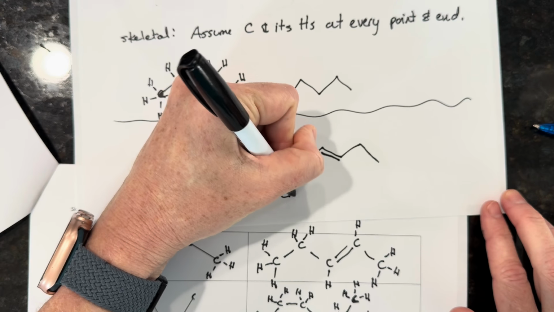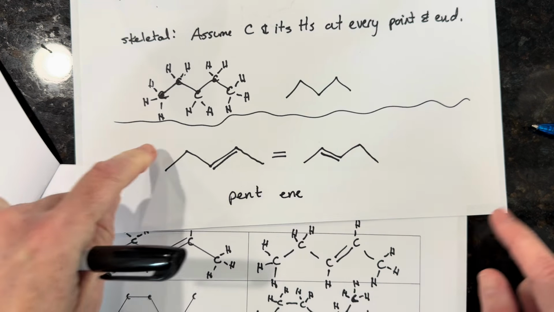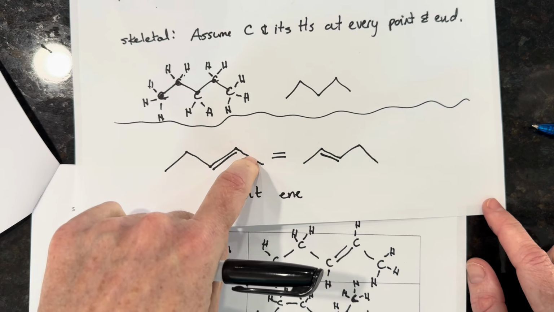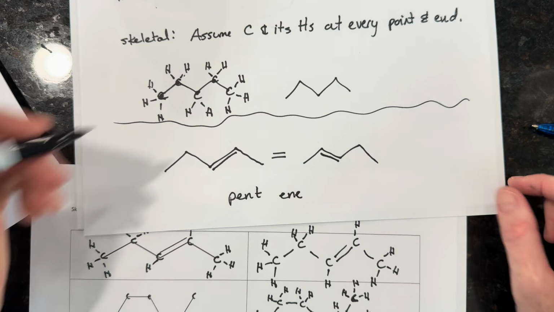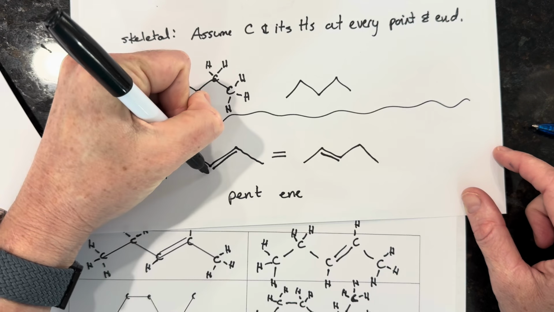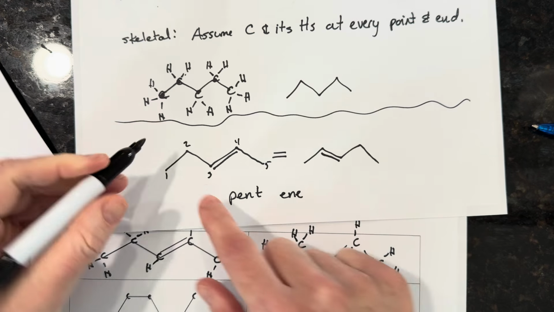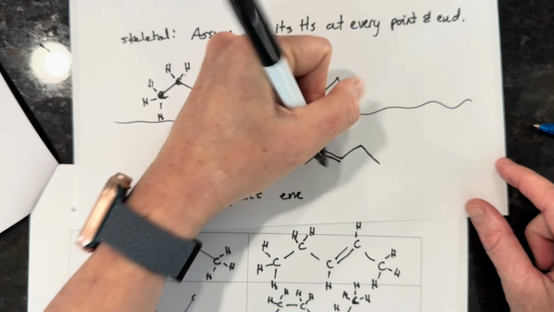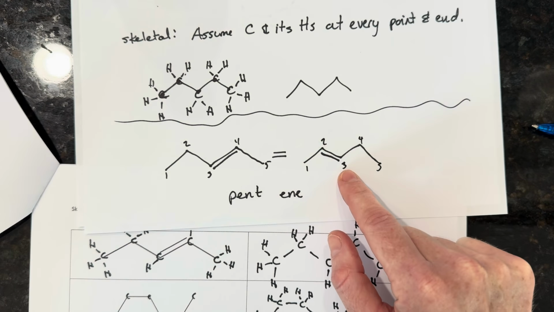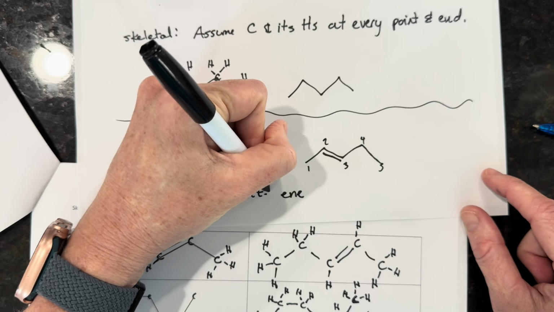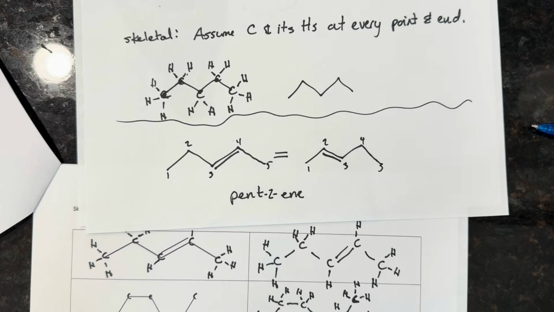The only thing is you can't just call it a pentene because that assumes that there's double bonds everywhere, right? We're going to have to label where the double bond is. So is it going to be 1, 2, 3, 4, 5? Is it going to be pent 3-ene or is it going to be pent 2-ene? It's going to be pent 2-ene because you always want the lowest number.